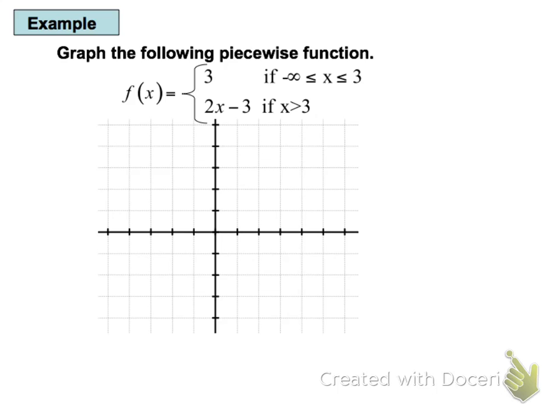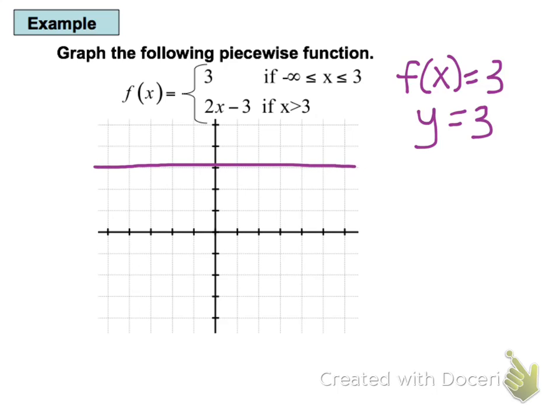Just as we did before, we're going to start with one piece at a time. The first piece is at the top, and I'm going to graph this just as if it was f of x equals 3. Don't get confused. This is the same thing as saying y equals 3, and hopefully you remember that a y equals line is a horizontal line. Every y value is 3. So if this was just a regular equation, you'd graph a horizontal line at 3, and that would be it.